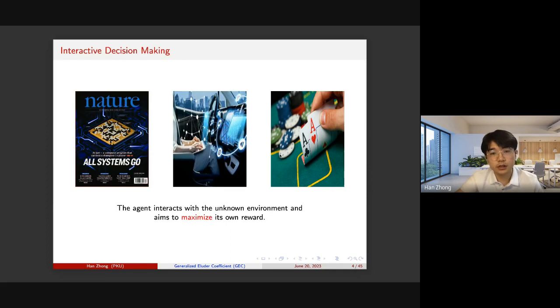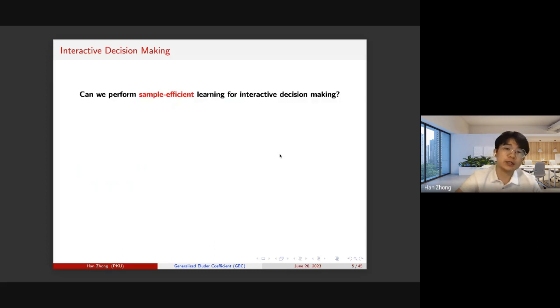Reinforcement learning is a powerful tool for solving interactive decision making, where the agent interacts with an unknown environment and aims to maximize its own reward. Combining reinforcement learning and deep learning, known as deep reinforcement learning, has led to tremendous breakthroughs in many areas, such as the game of Go, autonomous driving, and poker. From the theoretical side, the core question is: can we perform sample efficient learning for general interactive decision making?